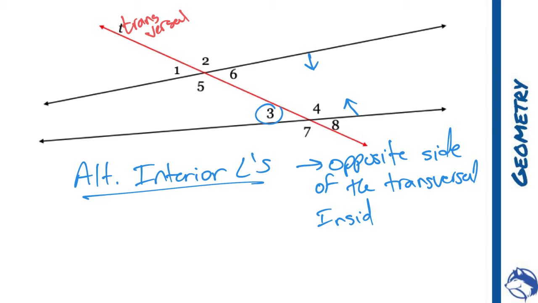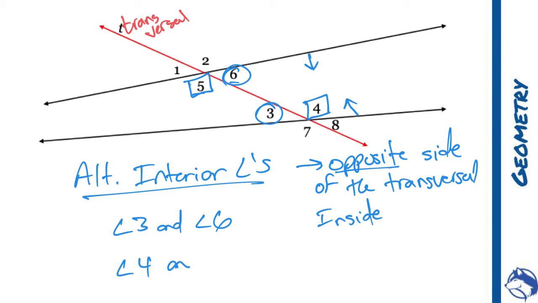If I select angle 3, I need to choose between 5 or 6 because those are both on the inside. And I'm looking for the one that is on the opposite side of the transversal. So it's got to be 6, angle 3 and angle 6. The same is true if I chose 4, I would have to choose 5 because it has to be on the opposite side. And so those are our alternate interior angles.